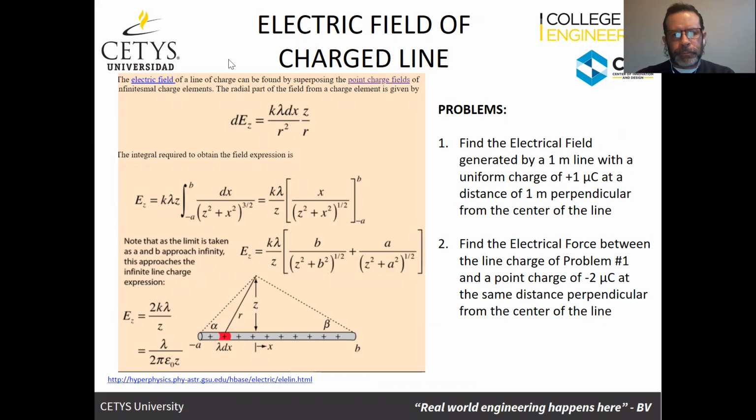And so now the charge is distributed, and we're going to assume it's distributed evenly. If it weren't distributed evenly, then that's another situation. But we're going to assume that the charge is distributed evenly along a certain object or surface.